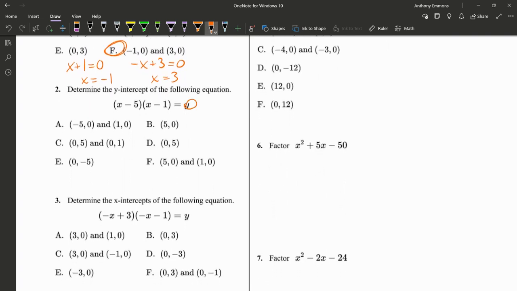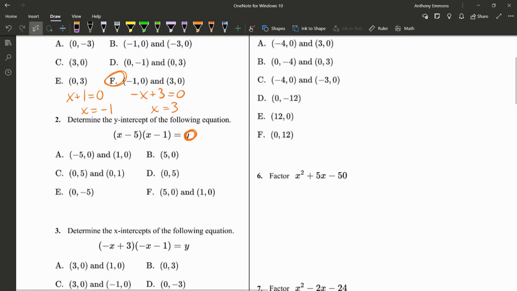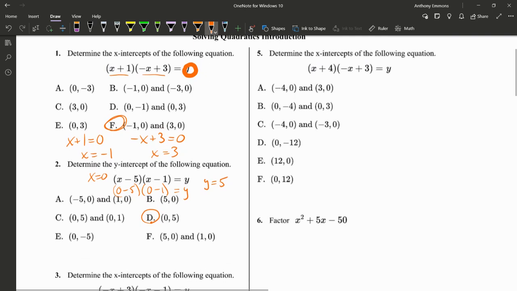Once again, we're setting this equal to 0, right? A y-intercept. Why are we dealing with y-intercepts? All right, scratch that. If it's a y-intercept, then I suppose we are going to say, consider what happens when x equals 0. So this will be 0 minus 5 times 0 minus 1 equal to y. So -5 times -1 will get y equals +5. And therefore, I guess we're looking at D as our answer. I apologize. I did assume most of these were going to be just x-intercepts.